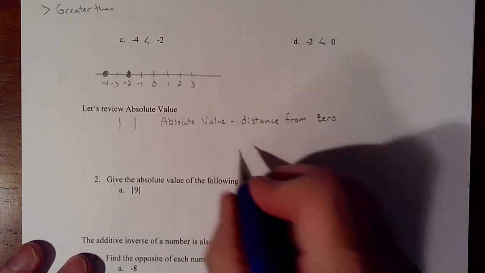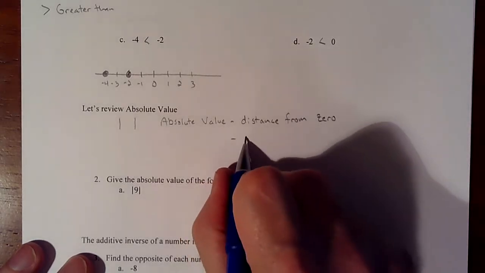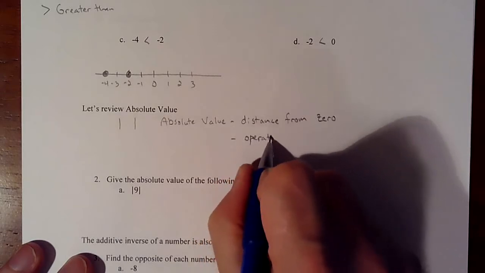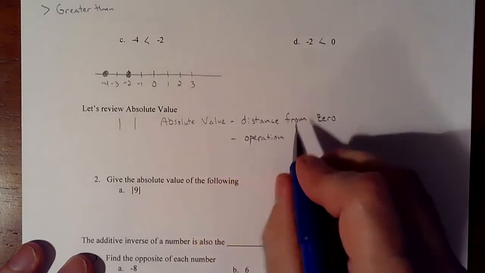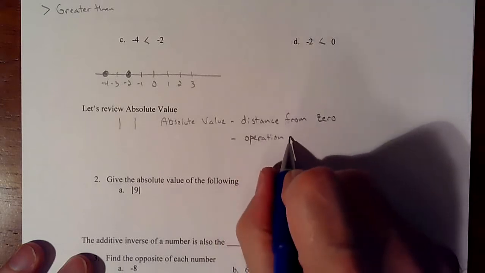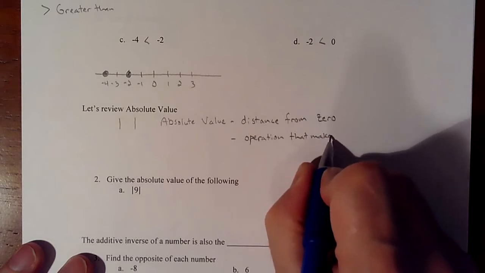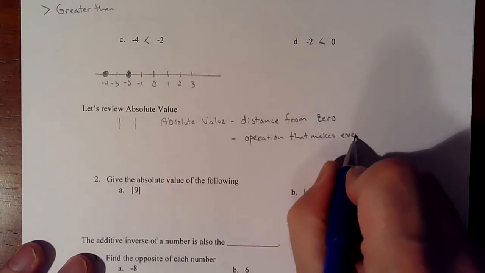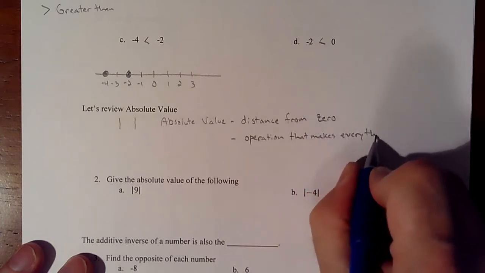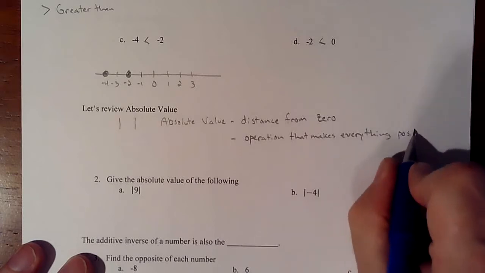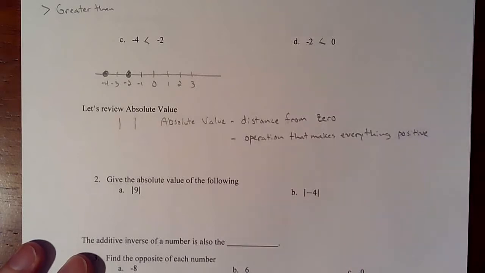That's the key: an absolute value is an operation, just like adding, subtracting, multiplying, dividing. It's an operation that makes everything positive, because it's a distance.